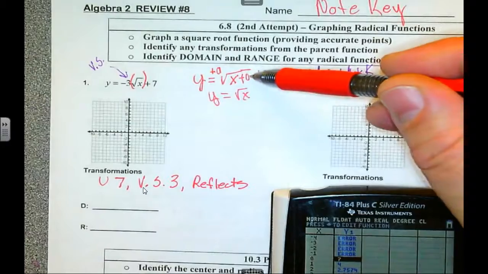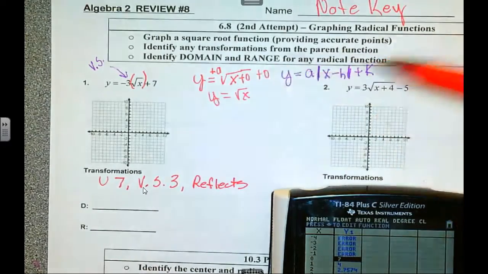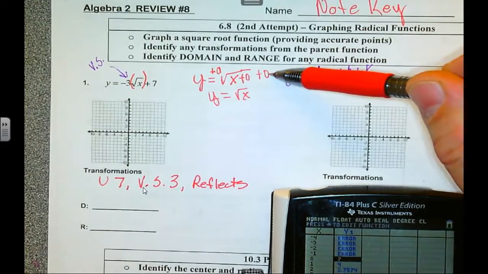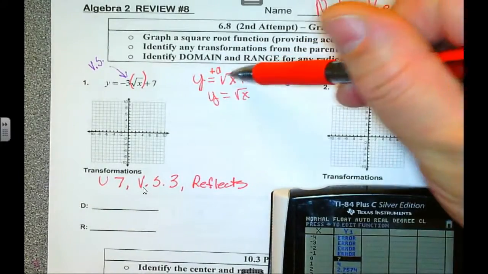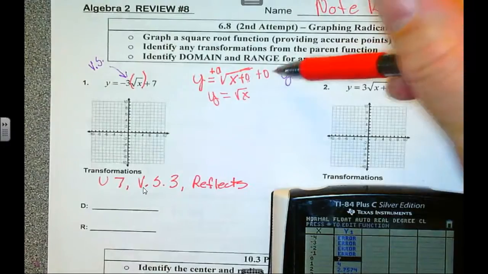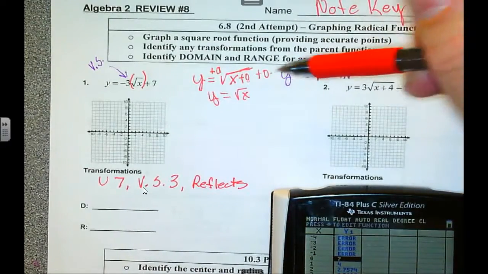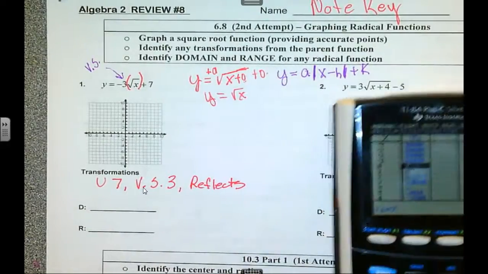Well, if it's under the radical, it's left or right. It's opposite the sign. And if it's outside the radical, it's up or down. Right, correct. If it's under my radical, it's left or right. If it's outside the radical, it's up or down. Okay? All right, so let's get some good points here.